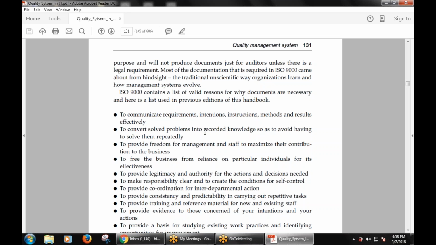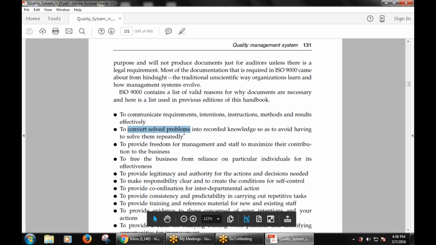So if I want to communicate the requirement to someone else, that is done by the ISO. To communicate the requirement, intentions, instructions, methods, and the result effectively. If I want to communicate something to someone, it may be a requirement, an intention, an instruction, a method, or a result. So we can easily provide the document. We can easily get the document for the documentation part.